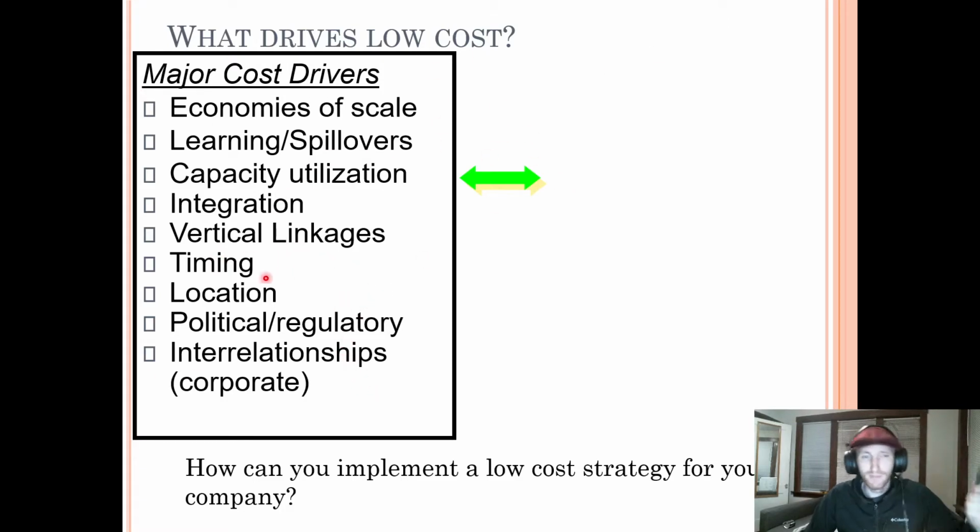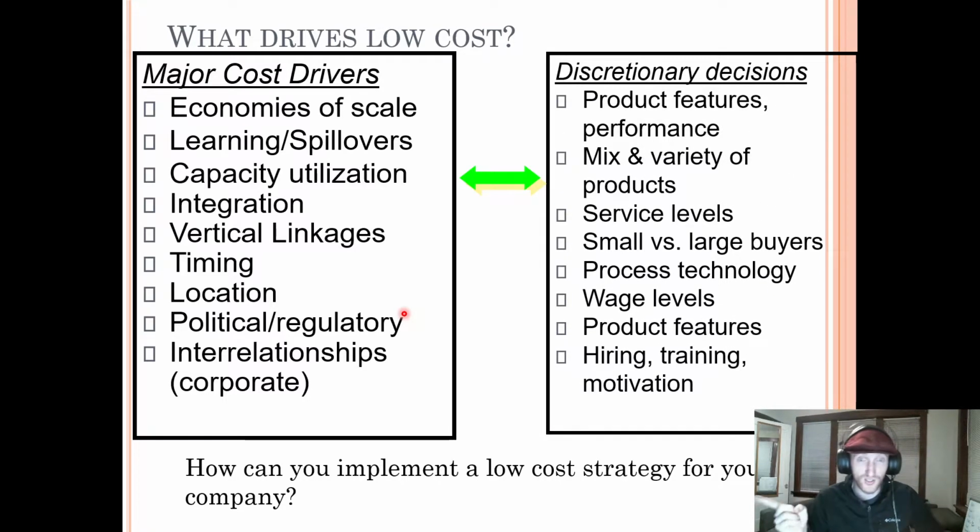So you can peruse these, go through the rest of them yourself here, but essentially those are the main things. Those are the major cost drivers. But we also have discretionary decisions that we can make as managers. So we can maybe reduce the features of our product, reduce the overall performance in order to make it cheaper to produce, reduce our product mix. So instead of focusing on a wide variety of products, maybe we only focus on producing a few, thus getting better economies of scale. Maybe we experiment with lower service levels, better process technology, hiring, different training elements, things like that.